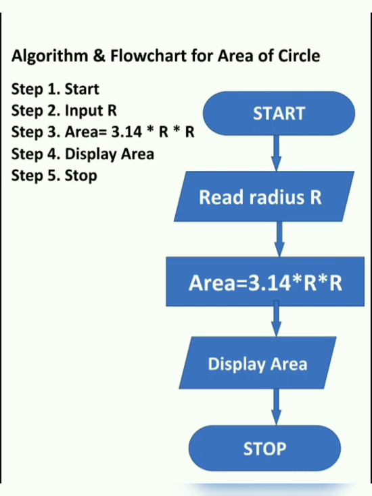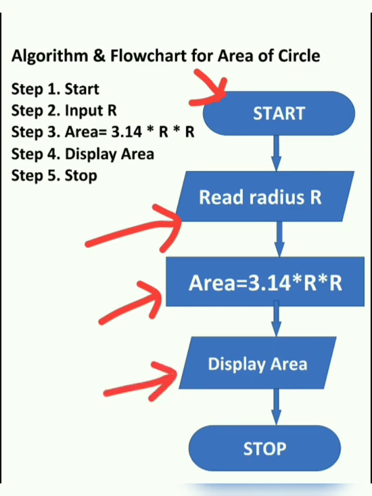This is the flowchart for the area of a circle. We know that area of a circle equals pi r square. For start, use once again the oval shape. Then your input is radius, so write radius in a parallelogram. For process you can use a rectangle. For output once again you can use a parallelogram, and in the oval shape you write stop.